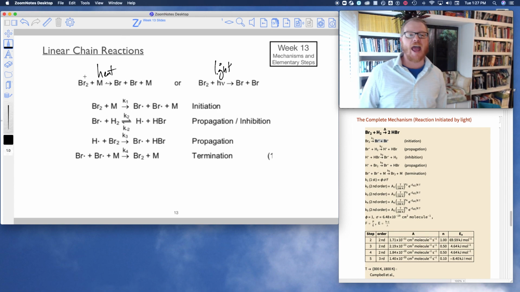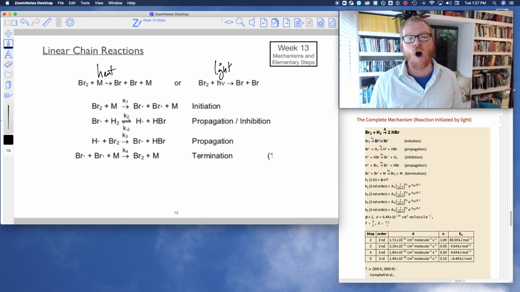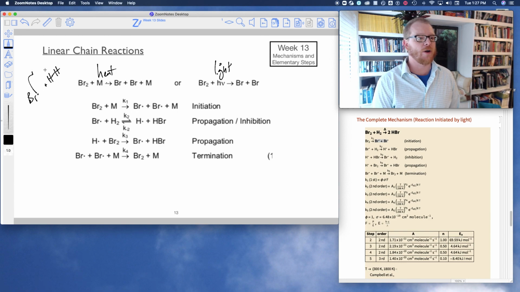So in these linear chain reactions, anything that continues making more radicals, we call propagation. You can see in the next step, whether it's initiated by heat or light, a bromine radical does a hydrogen atom abstraction on H2, right? So something like this. Okay, so it undergoes the fish hook mechanism, and that makes a stable HBr, but it propagates the radical cycle because it's kicking out another hydrogen radical.